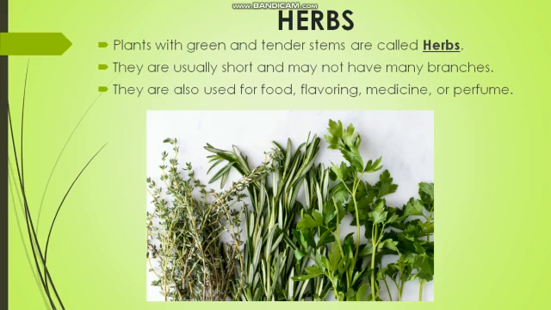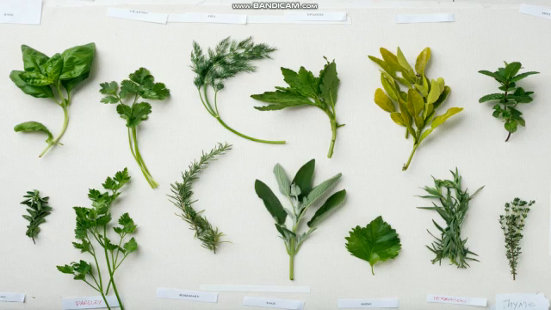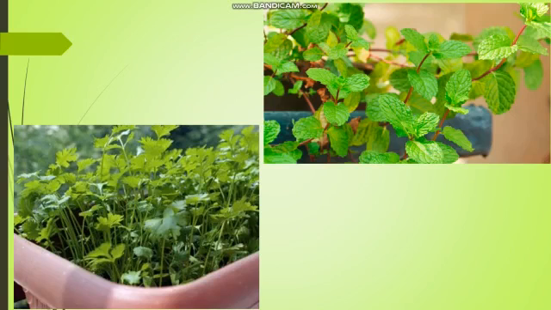In the next picture here, you can see that there are many herbs present such as spinach, mint, coriander, parsley, rosemary, sage, which we all use in our daily life. Mainly the rosemary and parsley are used as dry herbs. Also, there is a picture here which shows the herbs, that is coriander and mint, which have very soft stem. Also, they are very short in size.